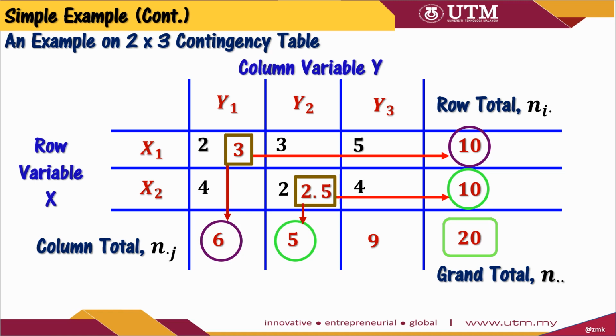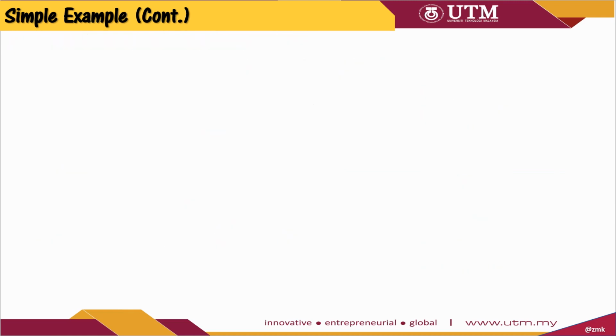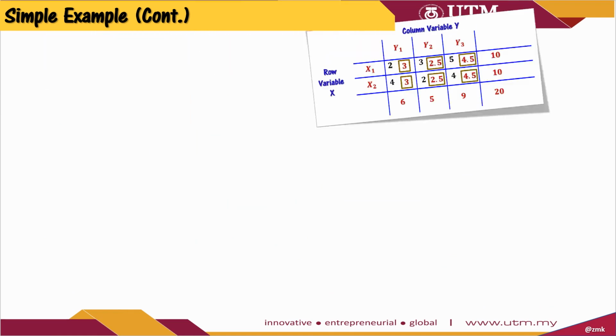You can repeat the same procedure to get all other Eij values by multiplying the corresponding ith row total and jth column total divided by the grand total. Having all Eij values calculated, now you can list down the paired values of Oij and the corresponding Eij as shown in the next slide. The values of all Eij are given in the boxes as shown in the following contingency table.